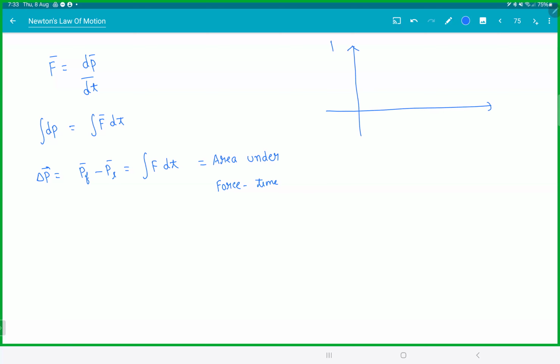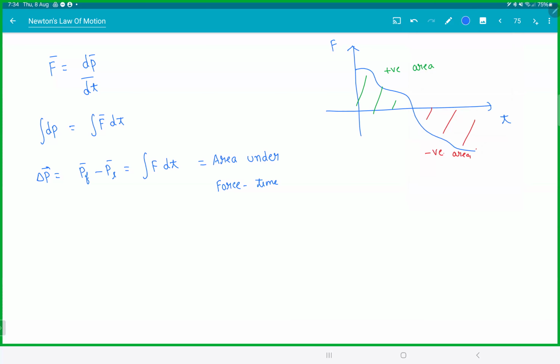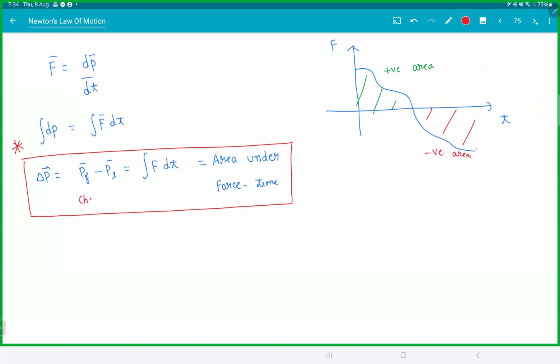That means if you plot an F-t graph, the area above the time axis is a positive area. The area below is the negative area. Example, this is a useful one, right? This is also called change in momentum, basically, delta p equals p final minus p initial. The change in momentum is integral F dt.